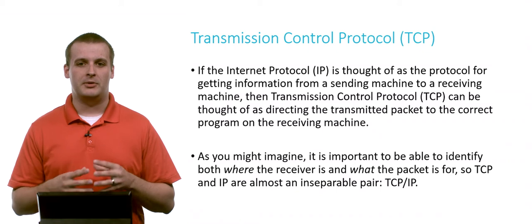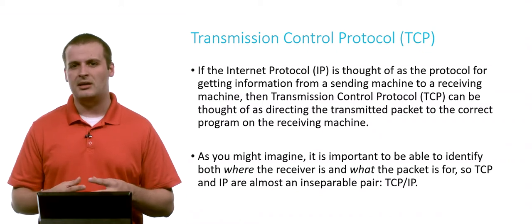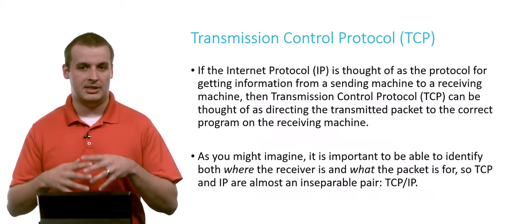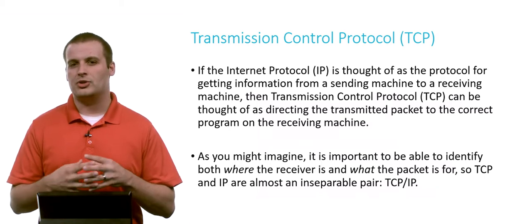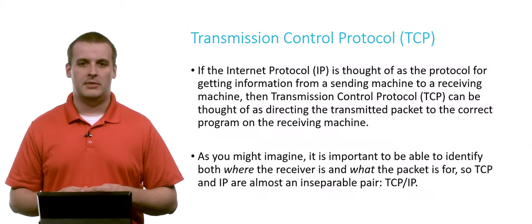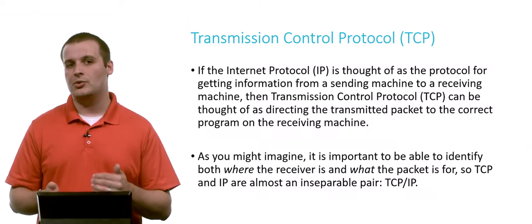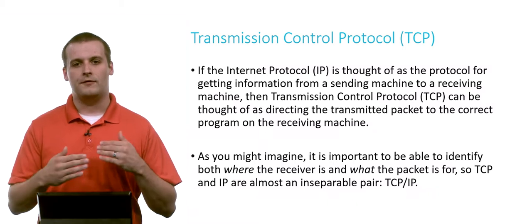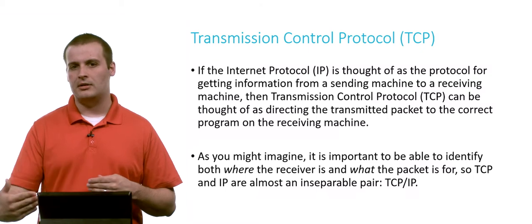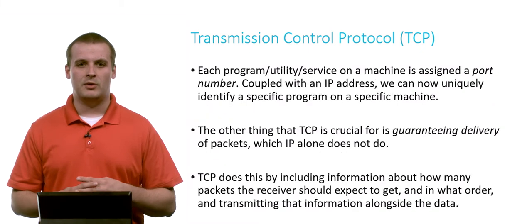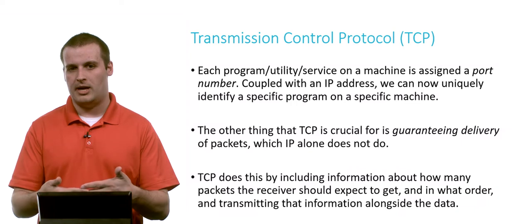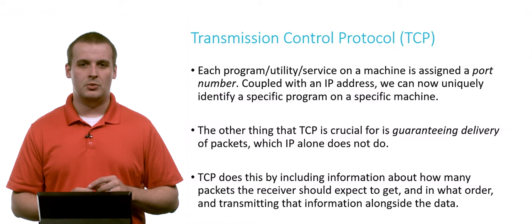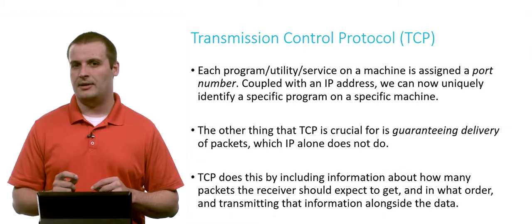And so frequently when you talk about Transmission Control Protocol, TCP, you really often hear it in the context of TCP/IP. These two protocols are so interrelated that they are basically treated as a single unit, but they are two separate protocols that do two separate things. Again, IP is responsible for getting it from one machine to another, and TCP is responsible for getting it to the correct program or the correct service on a machine. And it does something else that IP doesn't do, which is guarantee delivery.